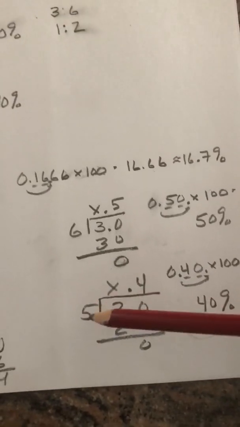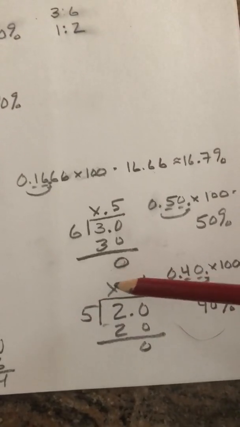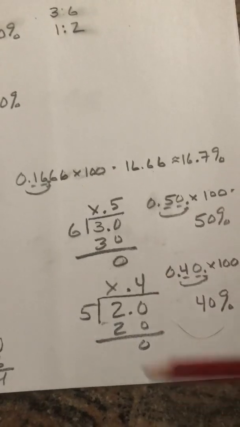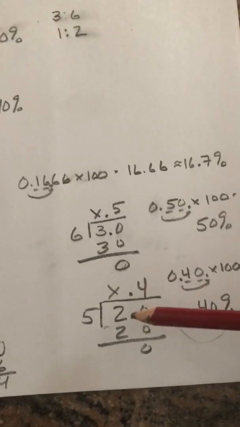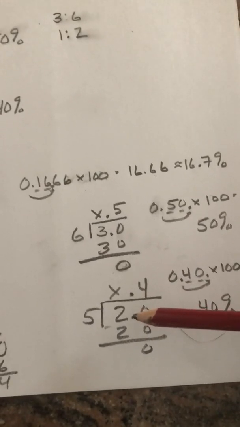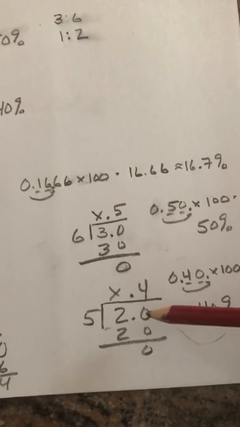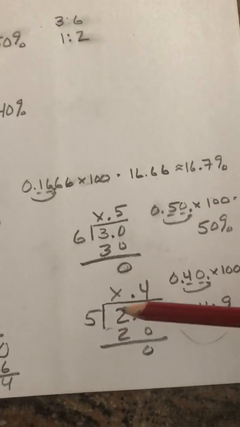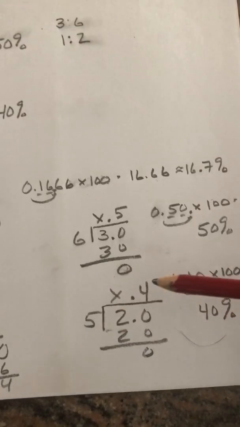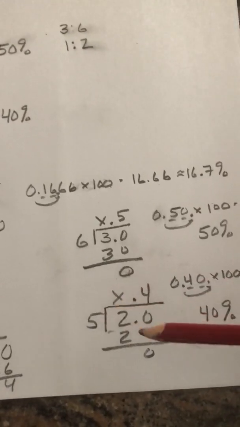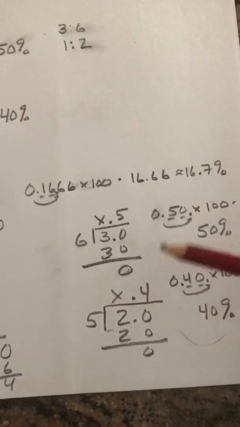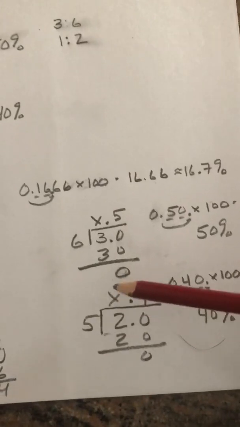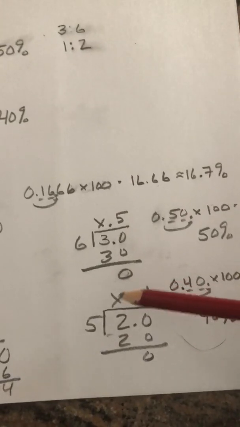So if I have 2 and divide it by 5, I cannot make a group. So I put an X or placeholder there. I'm going to need to put my decimal point at the back of my 2 and annex a 0. So now if I have 20, can I make groups of 5? Yes, I can make 4 groups. 4 times 5 is 20. I have nothing left over. So this is going to become 0.4 because that X is really a 0.